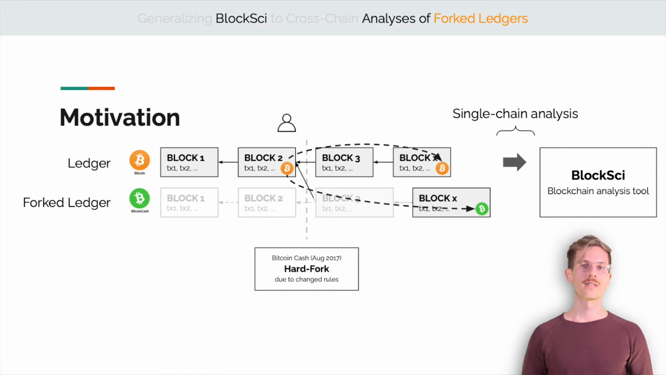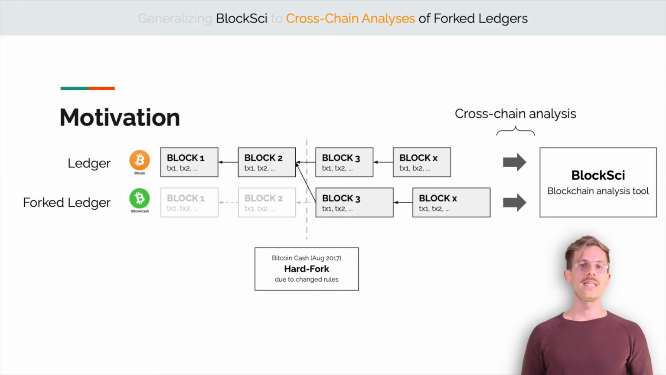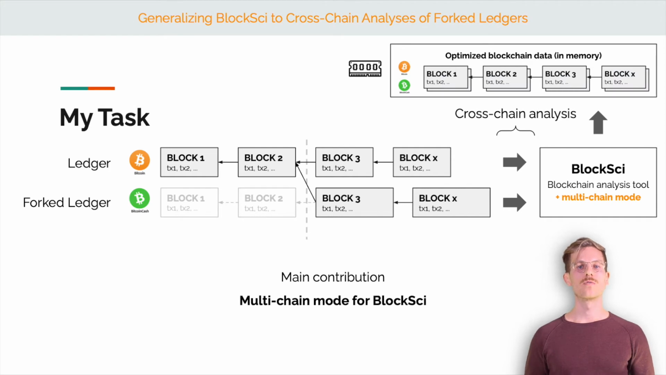However, to do that, a single chain analysis is not enough. Instead, we need what we call a cross-chain analysis, meaning that we have to combine the data of multiple chains and analyze them together. BlockSci does not efficiently support such cross-chain analysis out of the box. So my task was to add a new multi-chain mode to BlockSci that allows to efficiently analyze forked ledgers together.